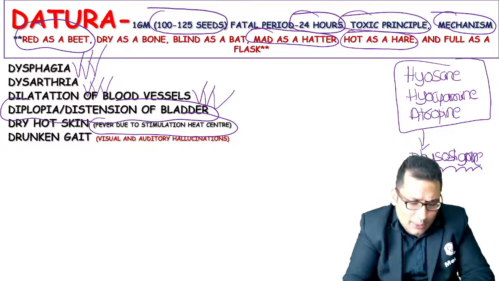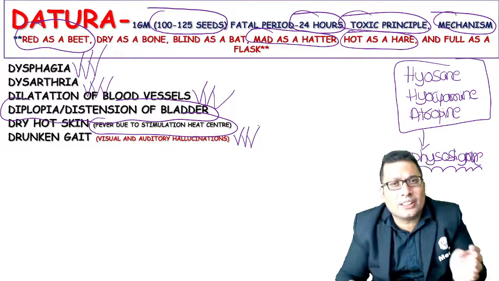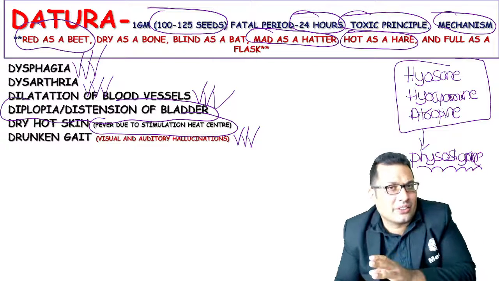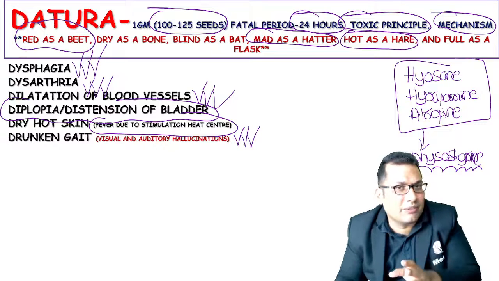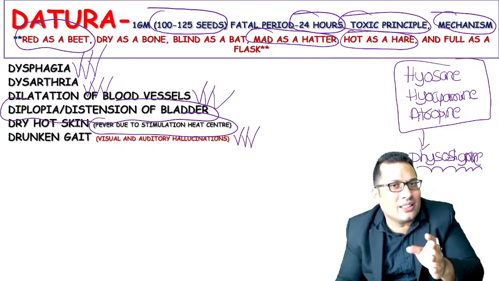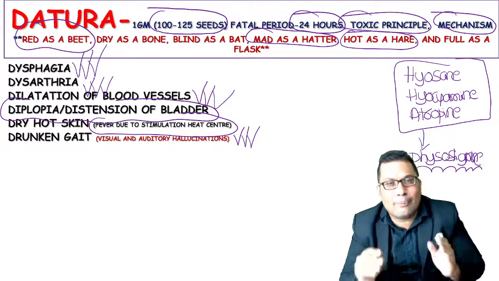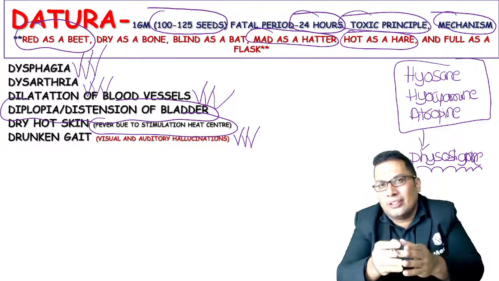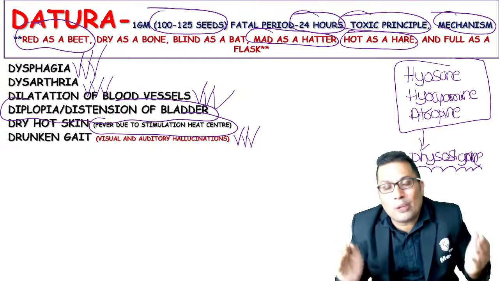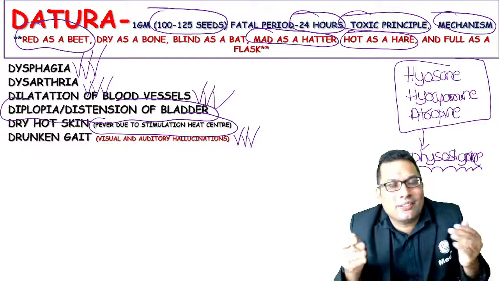Drunken gait. Sometimes what happens? Datura poisoning resembles drunkenness. So drunkenness is a punishable offense. Datura is a poison that leads to a drunkenness-like state. There can be hallucinations, visual hallucination and auditory hallucination. What do you mean by hallucination? Perception without stimuli.